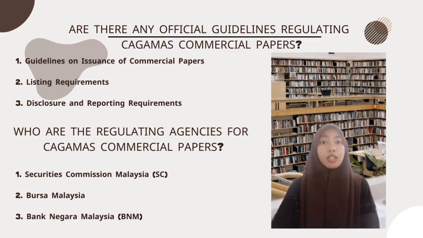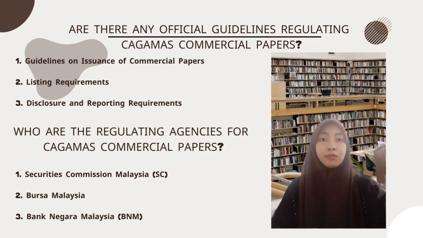Who are the regulating agencies for Cagamas commercial papers? First is Securities Commission Malaysia, SC. The Securities Commission Malaysia is the main regulatory authority responsible for overseeing and regulating the capital market in Malaysia. Second is Bursa Malaysia. Bursa Malaysia is the national stock exchange of Malaysia. It operates as a self-regulatory organization overseeing the listing, trading, and post-trade activities of securities.